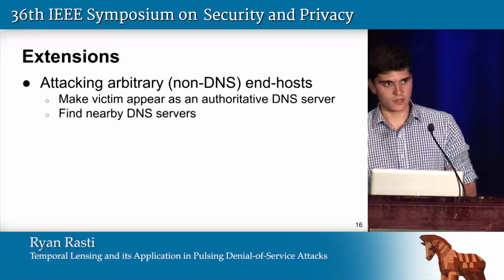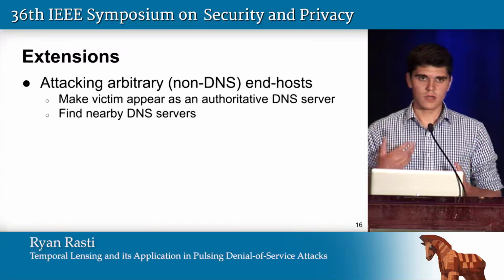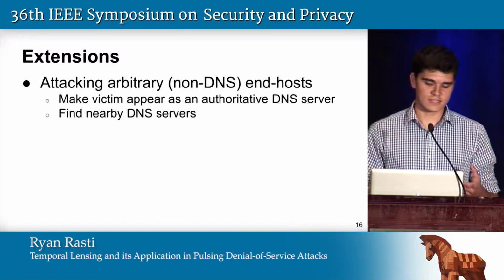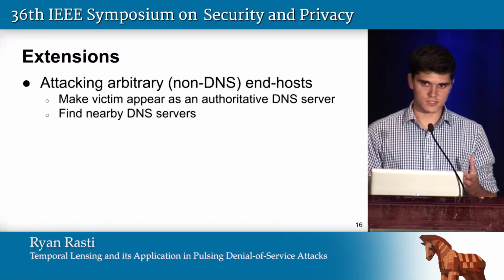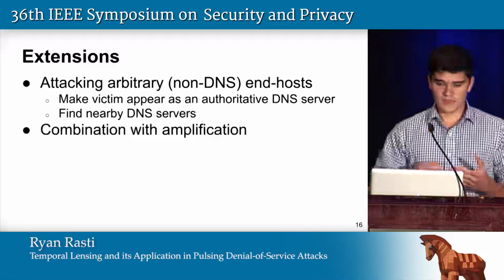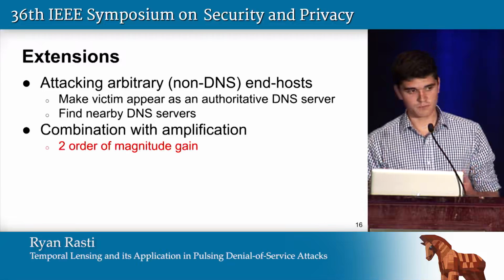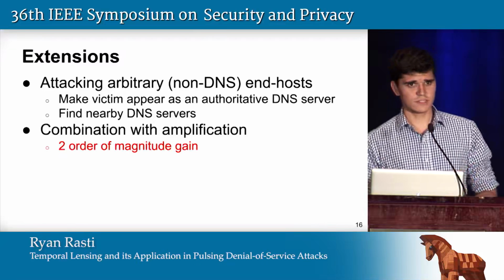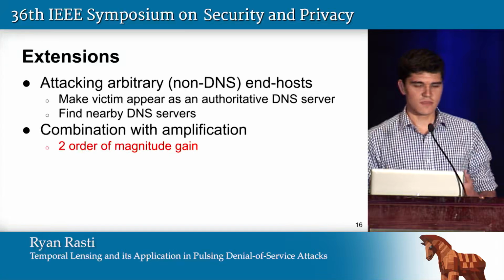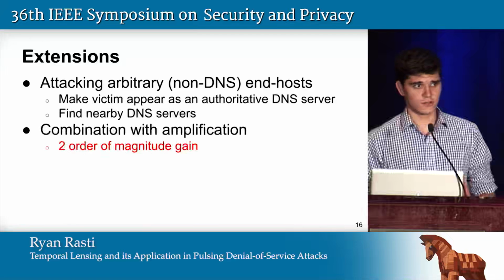We can manipulate DNS records to make the victim appear as an authoritative DNS server. We can also find DNS servers located close to the victim, take latency measurements to that host, and then for the actual attack, target the victim. The next extension would be to combine lensing with amplification. This could be potentially troublesome for a victim, because with an amplification factor of, say, 15, and a bandwidth gain of 10, an attacker could create pulses 150 times greater than his own upload bandwidth.